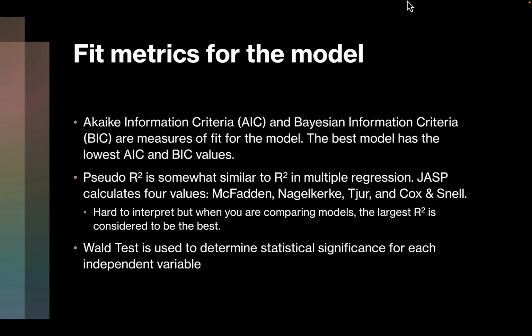All right, Wald tests are used to determine statistical significance for each independent variable. So after the omnibus test, we're going to get a p-value for each independent variable, and a Wald test is used to calculate those p-values. And a Wald test is similar to a chi-square test.